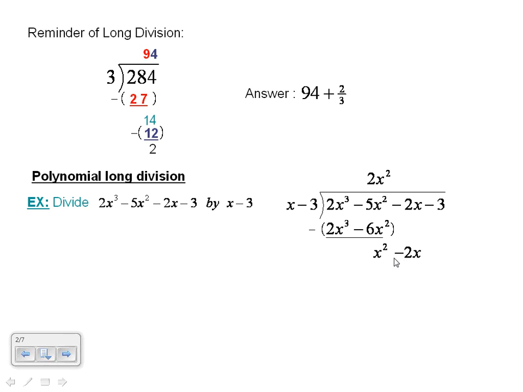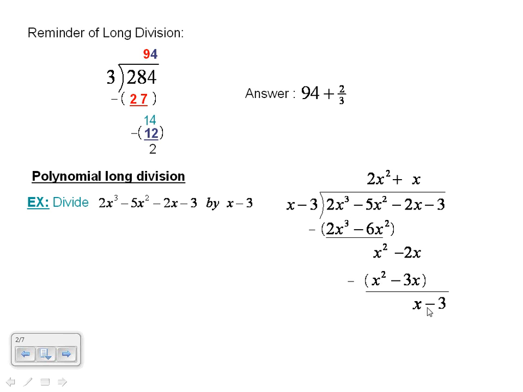And then again, x times what gives me this first term here? Well, x times x is what gives me x squared. And then I multiply x times x minus 3, and I get x squared minus 3x. And again, I subtract down. Negative 2x minus a negative 3x gives me a positive x. And I bring down the next term.